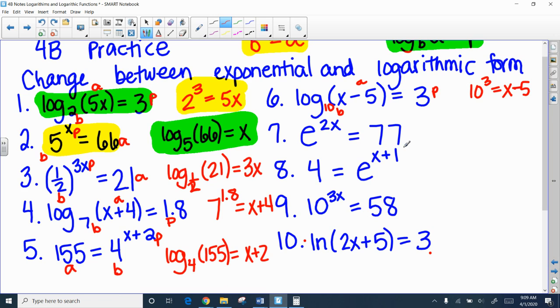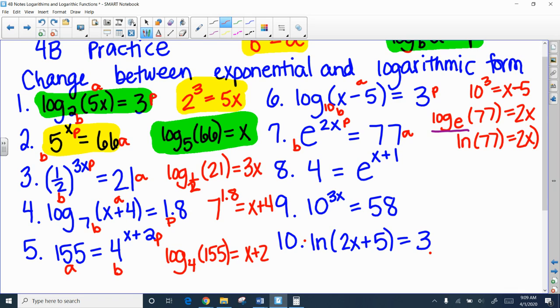Number 7 is in exponential form. This is the base, this is the power, and this is the a. So if we wrote it in logarithmic form, you might write it like this: log base e of 77 equals 2x. So log base b of a equals p. Now, we do have to recognize that this log base e is one of our special logarithms. A logarithm with the base e is a natural logarithm. So we would write that as natural log of 77 equals 2x.